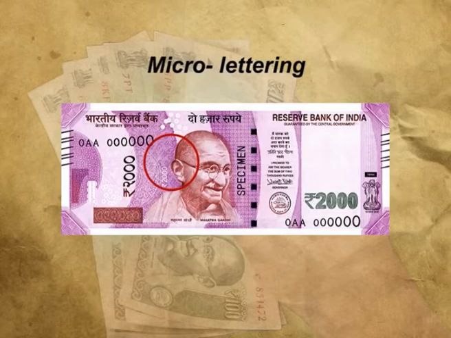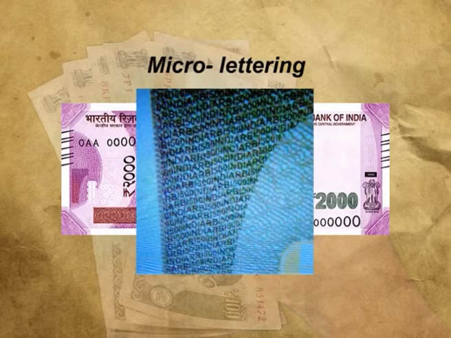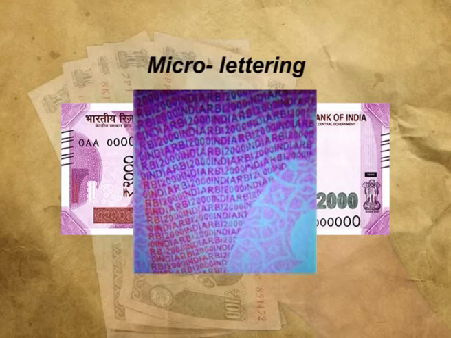Microlettering. This feature appears on the right side of Mahatma Gandhi's portrait. It consists of printed RBI and the respective denomination of the banknote, and in redesigned rupees 500 and newly introduced rupees 2000 banknotes, this feature appears to the left side of the see-through register and consists of printed India, RBI and the respective denomination of the banknote. However, the numeral denomination printing is absent in rupees 5 and rupees 10 denominations. This feature can be visualized only under magnification.